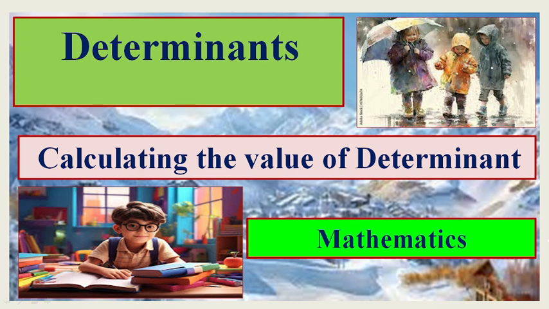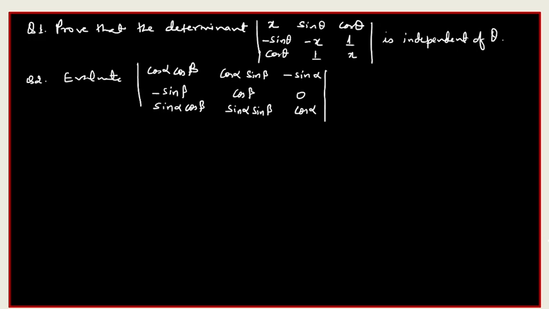I am going to solve two questions on this determinant, and we will see what are the basic principles we are following in solving the questions related to determinant. So we will calculate the value of determinant. I have brought two questions here. Of course, these two questions are available in the CBSE book in miscellaneous exercise, on chapter 4, and the page number is 99.